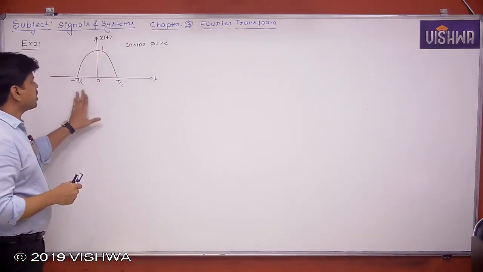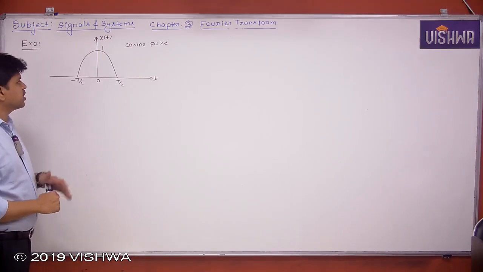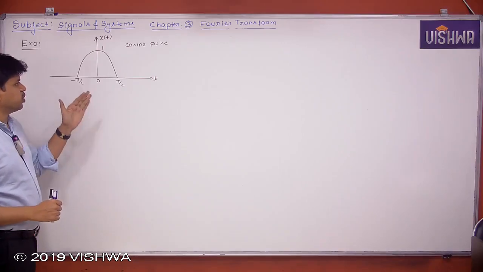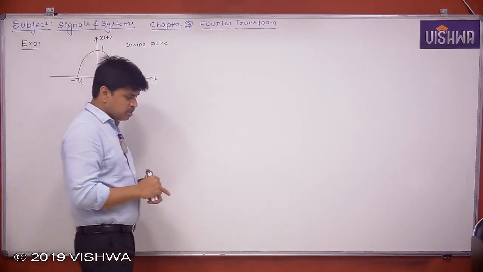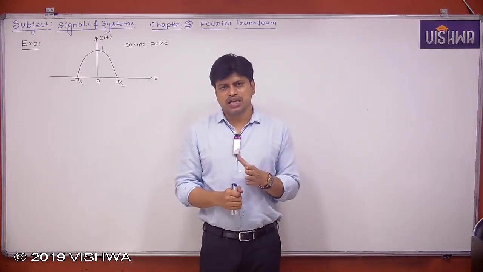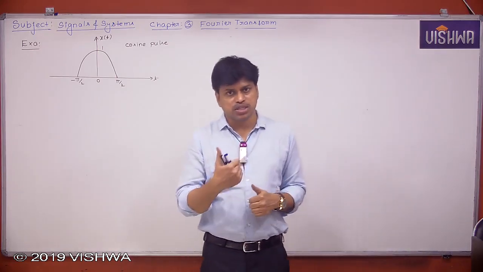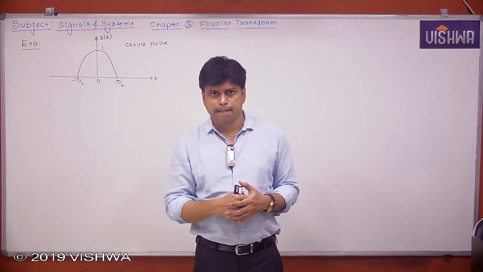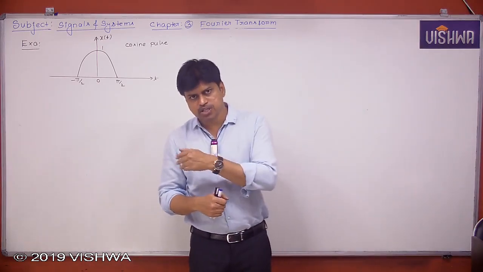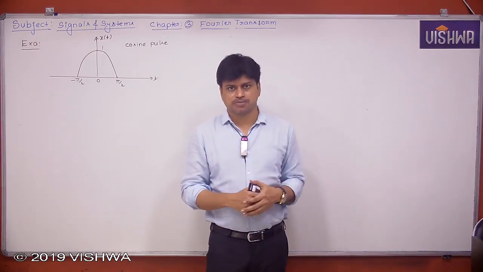If it is a cos function, we know how to write it. But it is not a cos function. It is a cosine pulse which is existing only between minus pi by 2 and plus pi by 2. So here we have to understand certain things. If a signal is existing only for positive values of time, then we can multiply the original signal with u of t. Clear? In the same manner, if a signal is existing only for negative values of time, we can multiply the original signal with u of minus t.